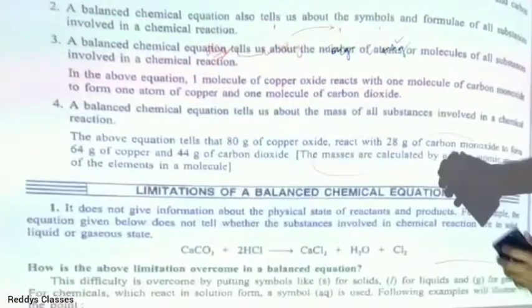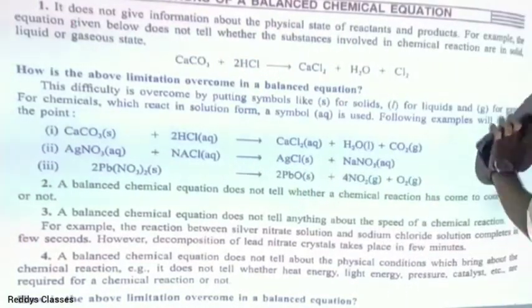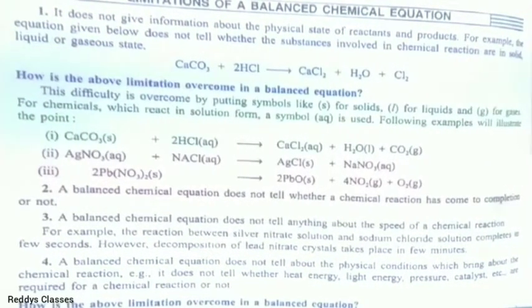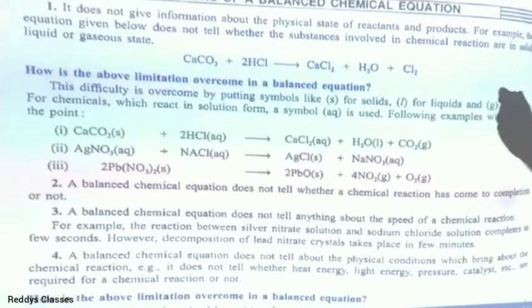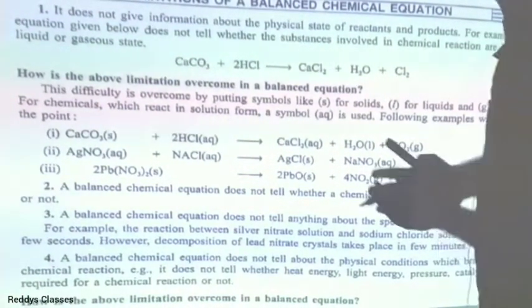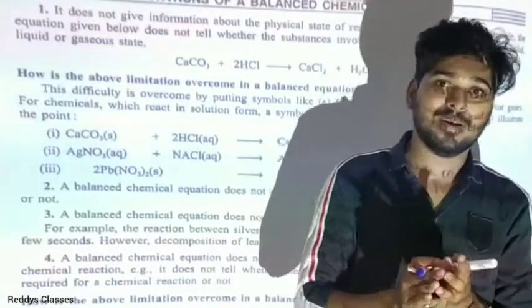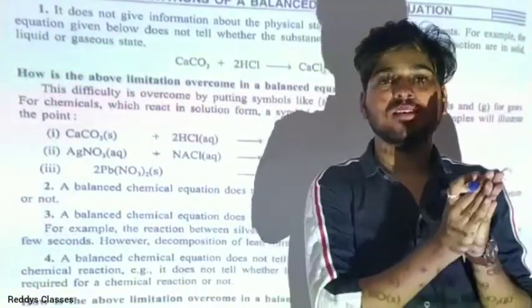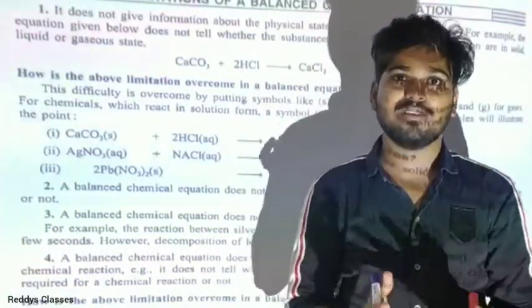So let us study the limitations of a balanced chemical equation. The limitations are as follows. First, it does not give information about the physical state of the reactants and the products. What do you mean by physical states? Physical states are solid, liquid, gaseous, and aqueous, that is, in the form of solution.